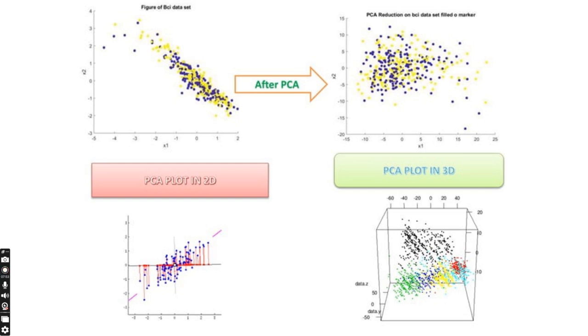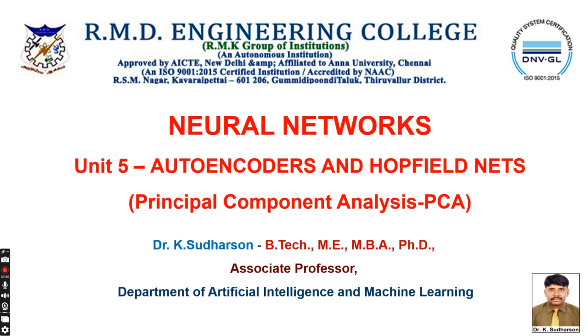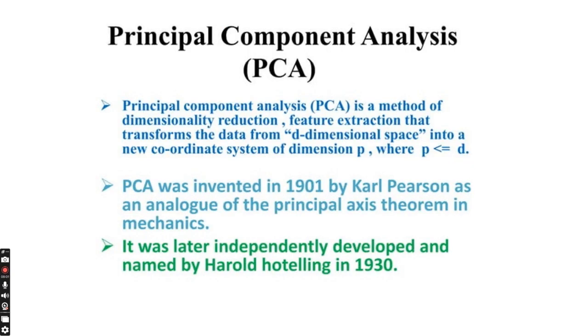Okay, so that's all about PCA. Now we recall the information. First, what is PCA? Principal component analysis is a method of dimensionality reduction and also feature extraction. It transforms one data dimension into another data dimension, where the second dimension is obviously less than or equal to the first dimension.